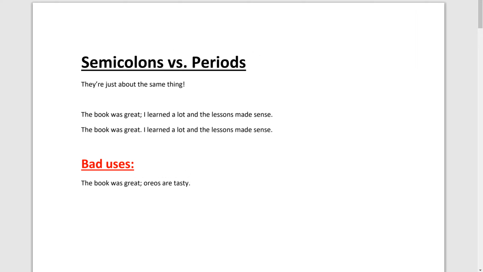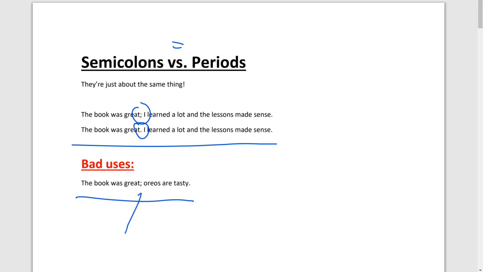First thing is semicolons versus periods. What you really need to know is that they're really the same thing. They're equal. So I have an example right here where I use them interchangeably. The only difference between these two sentences is the use of a semicolon versus a period. Now, there are some cases where you don't want to use a semicolon, which in this case is right here.